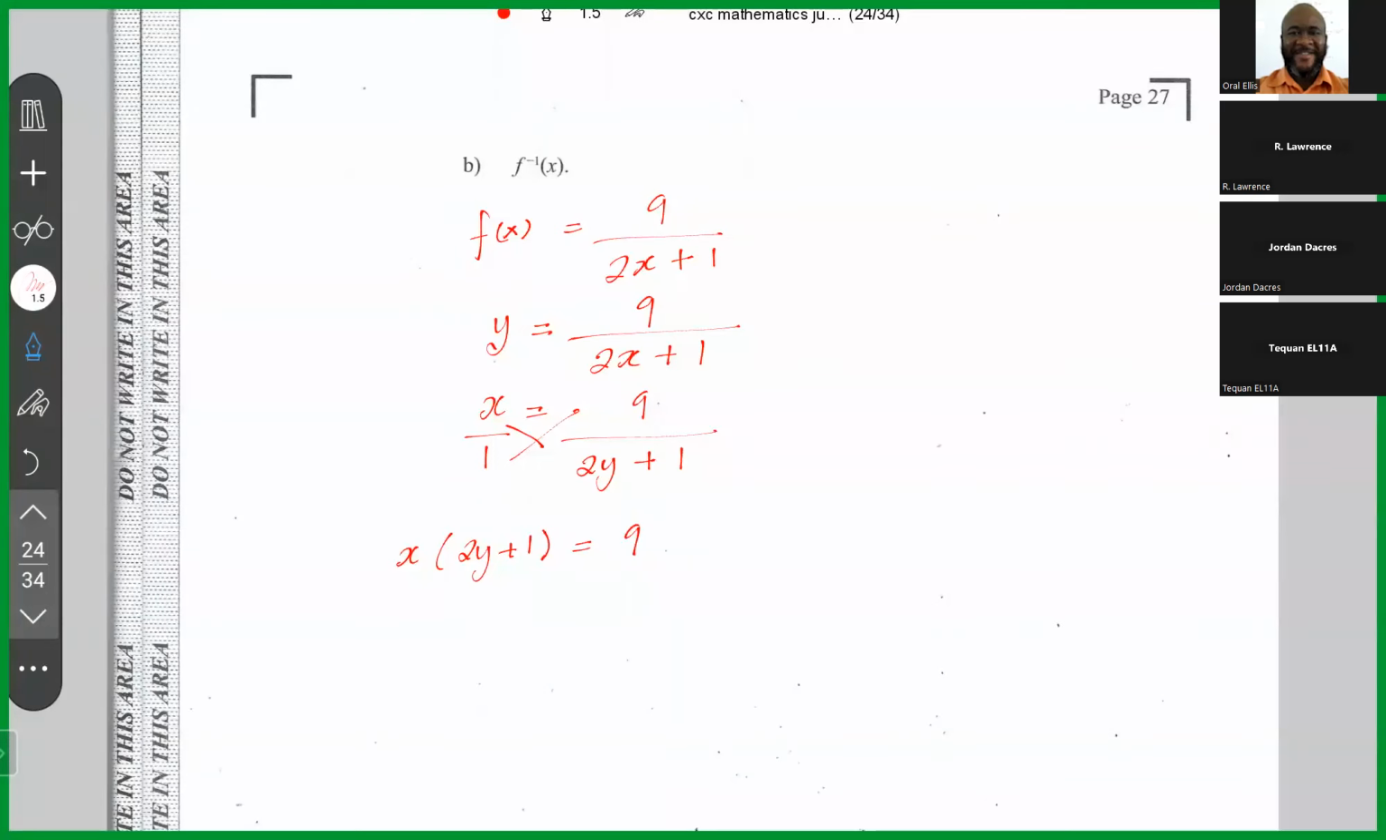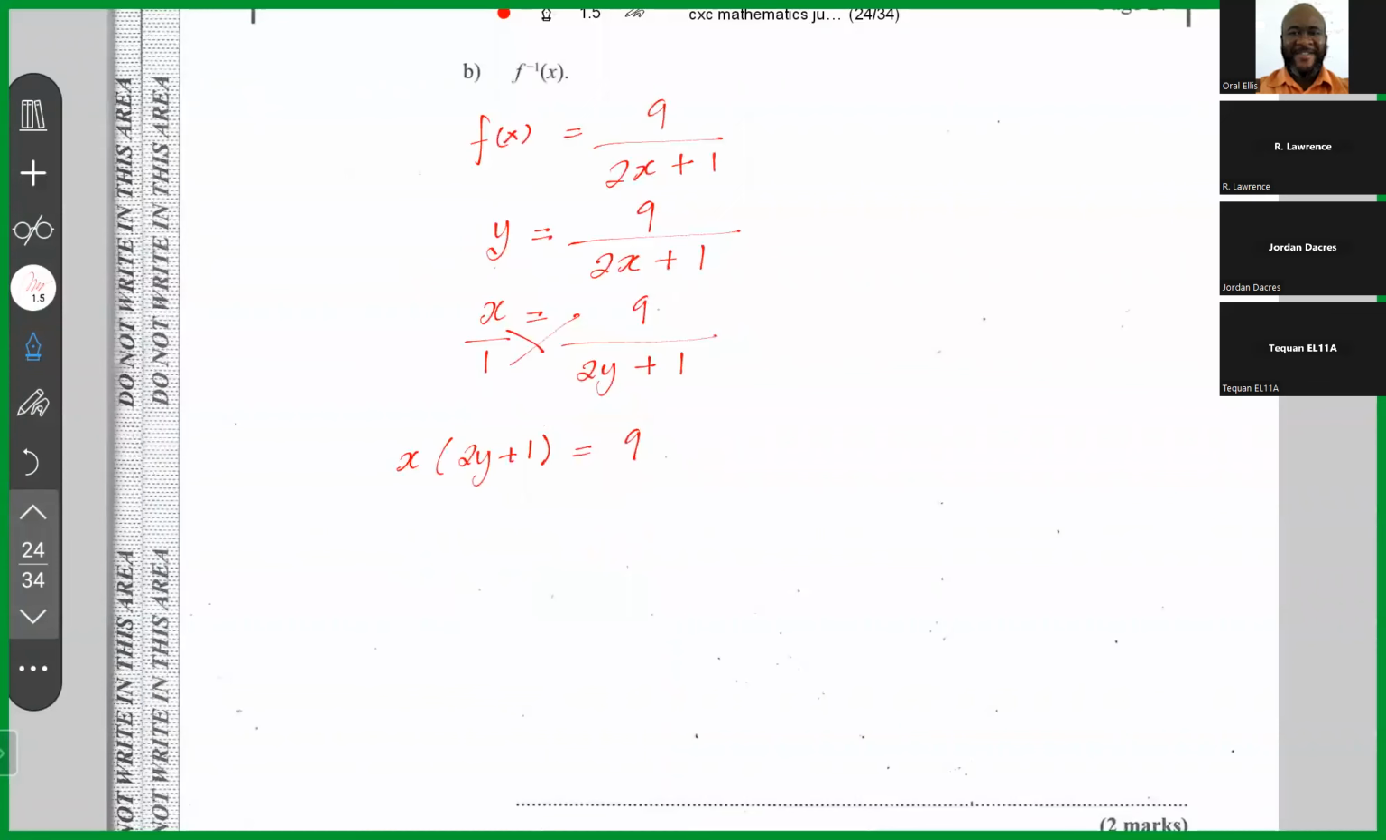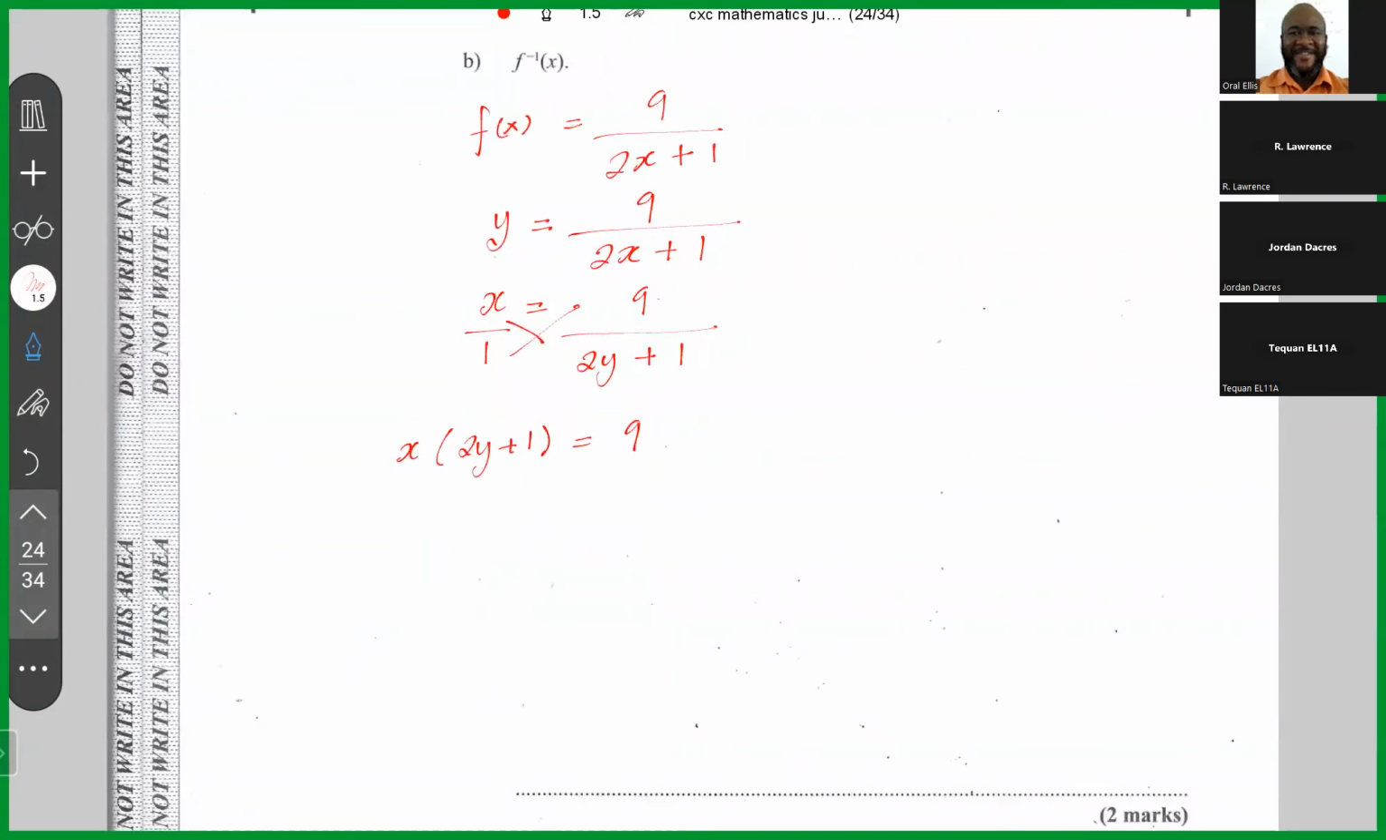So next I'm going to remove the brackets by applying distributive law. Distributive law says whatever is in the bracket is multiplied by what is immediately outside the bracket. X times 2y is 2xy. X times 1 is x, and that's equal to 9. Positive x on the left goes over to the right and becomes negative. We have 2xy is equal to 9 minus x.